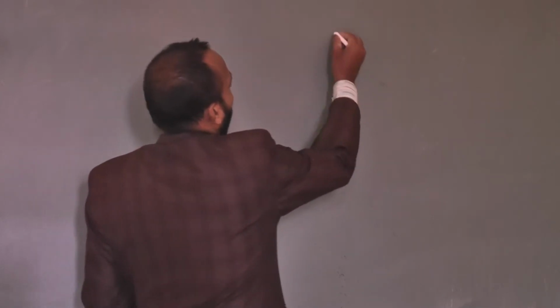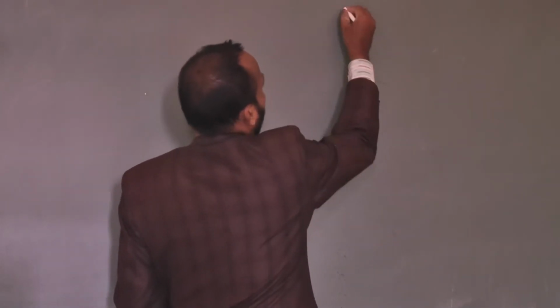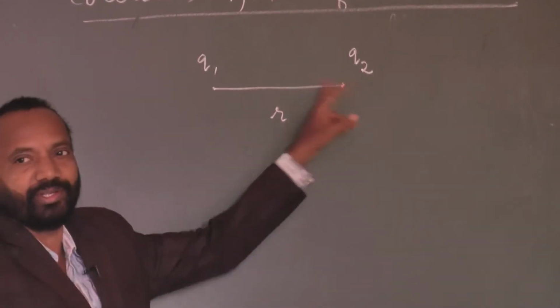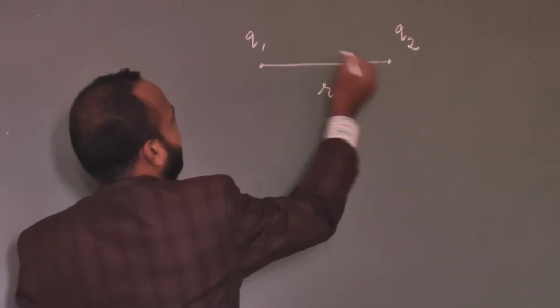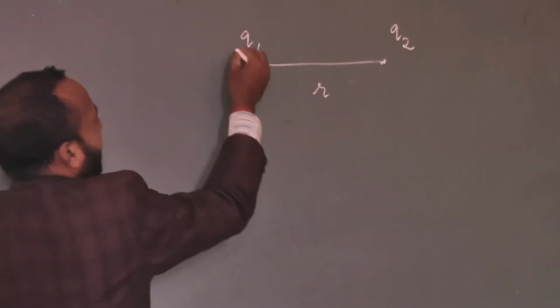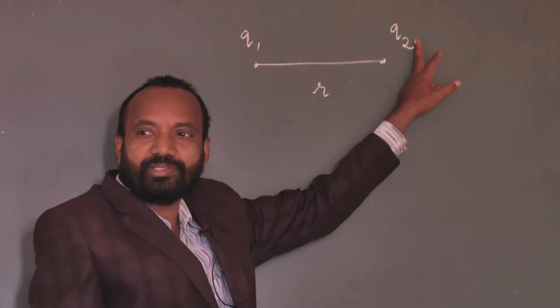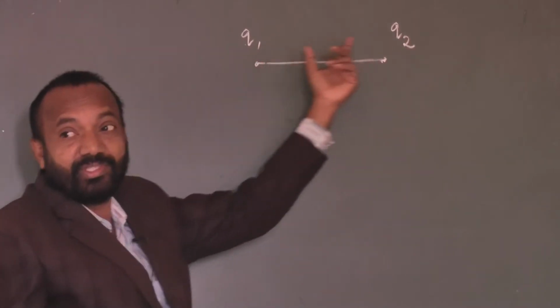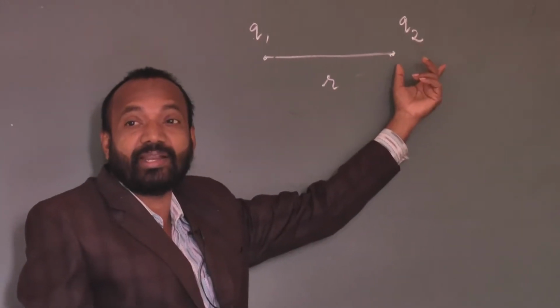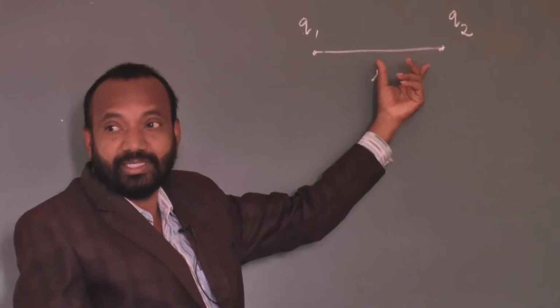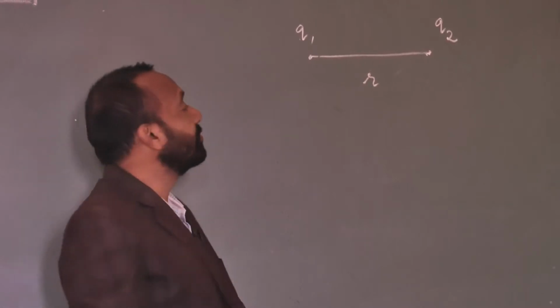If you consider a point charge Q1 here and, within a separation of r, another point charge Q2 here: if both charges are positive, then a force of repulsion will take place. If one charge is positive and the other is negative, then a force of attraction will take place. That means unlike charges attract and like charges repel, according to Coulomb force.